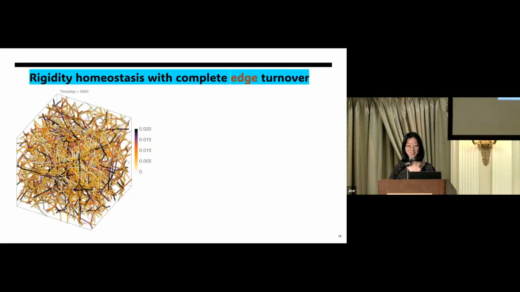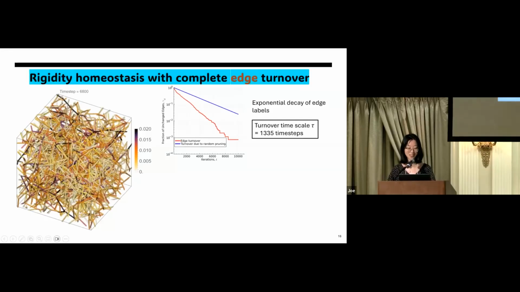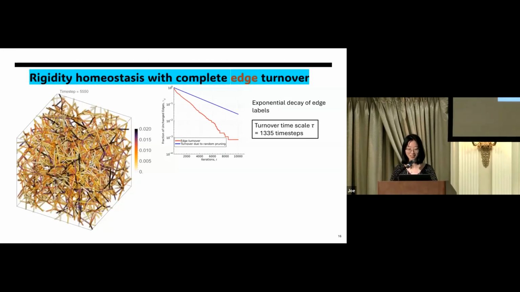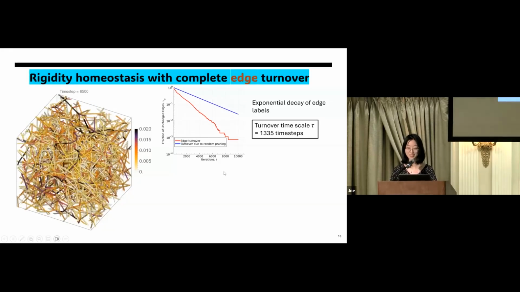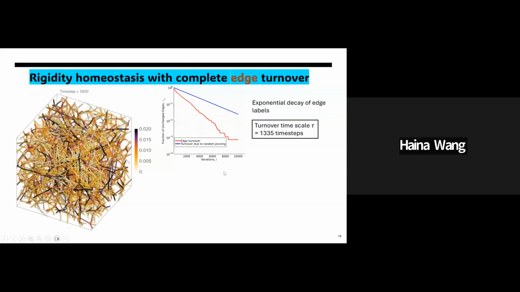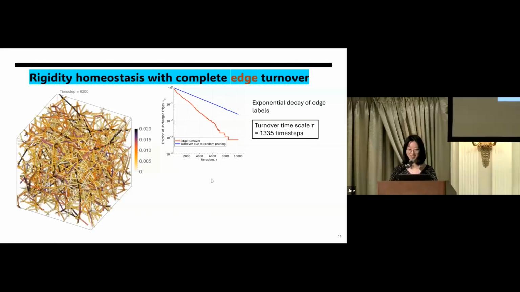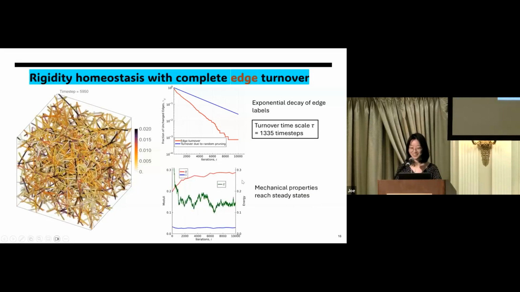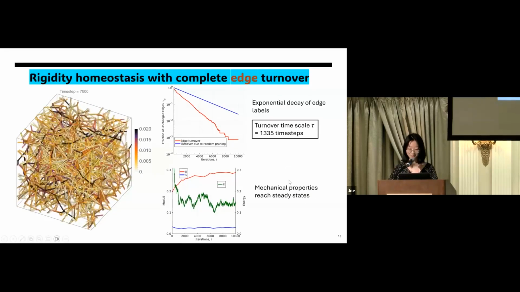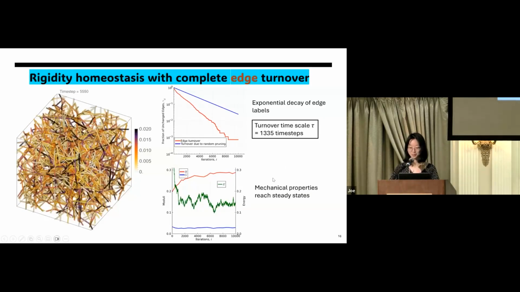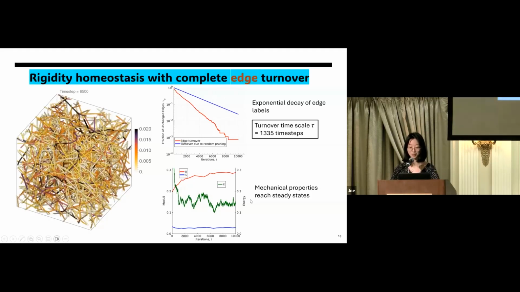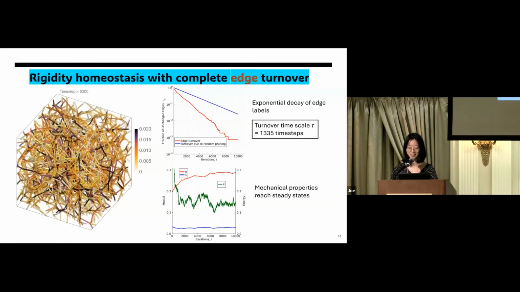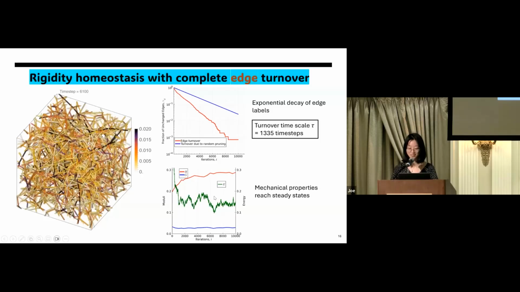And this model indeed reaches a dynamic steady state. Rigidity homeostasis means we have a constant steady state of rigidity in terms of the bulk and shear moduli and elastic energy, but at the same time, we have a complete structural turnover. So we have achieved that. The mechanical properties reach steady state, and we have an exponentially decaying fraction of unchanged edges.